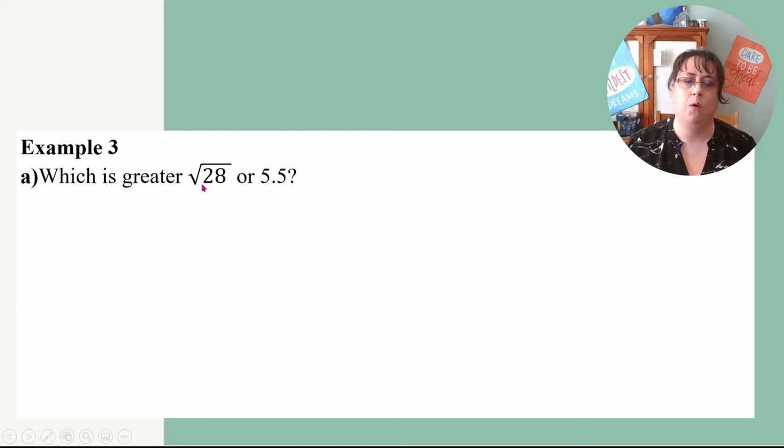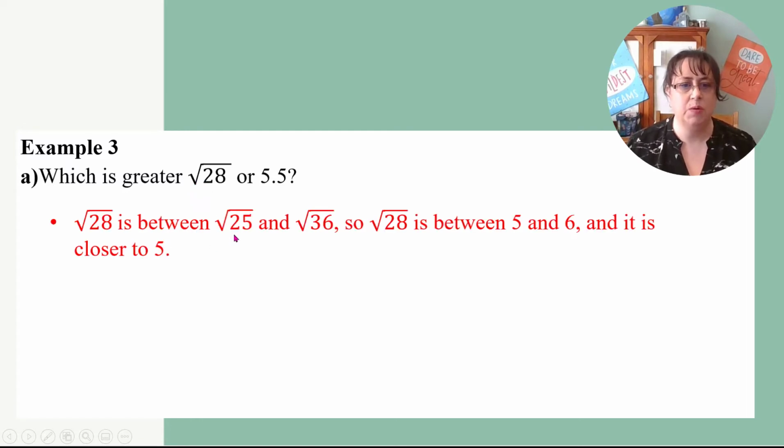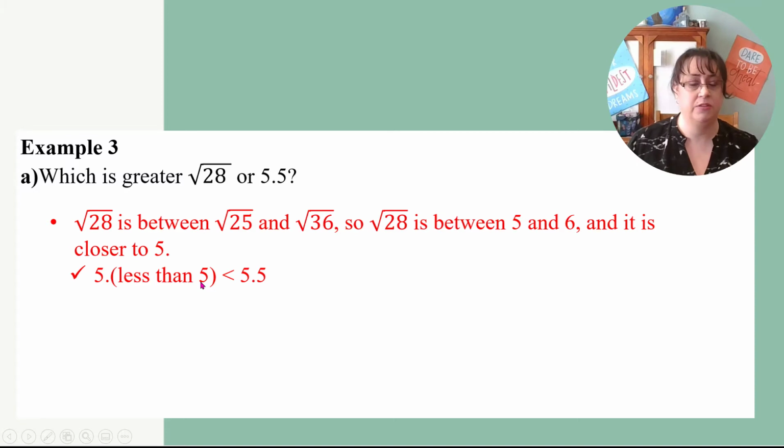So we need to figure out what's the square root of 28. I know 28 is between the square root of 25 and the square root of 36. So I know it's between 5 and 6. And I know that 28 is closer to that 5, because halfway between 25 and 36 is about 30. So I'm going to say that it's actually less than 5.5, because it's got to get really close to that 25. So I would say that our larger number then would be that 5.5.